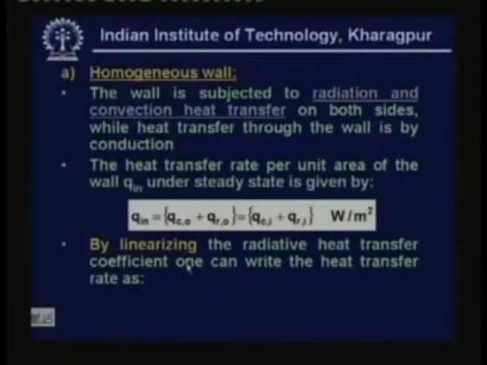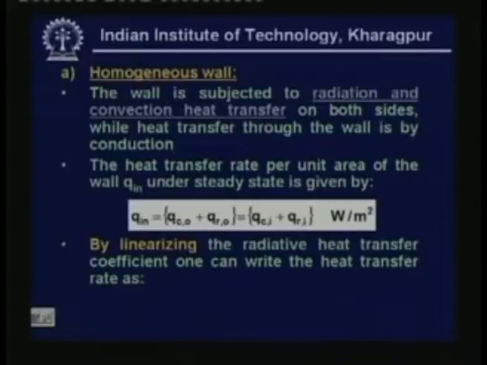Now, the heat transfer rate per unit area of the wall under steady state is given by Q subscript in is equal to Q subscript CO plus Q subscript RO, which is equal to Q subscript CI plus Q subscript RI. What is Q subscript CO? Q subscript CO is nothing but the convective heat transfer from the outdoor air to the outer surface of the wall, and Q subscript RO is the radiative heat transfer from the surroundings to the outer surface, and Q subscript CI is the convective heat transfer from the inner surface to the conditioned space, and Q subscript RI is the radiant heat transfer from the inner surface to the conditioned space.